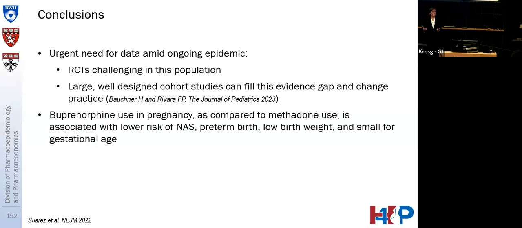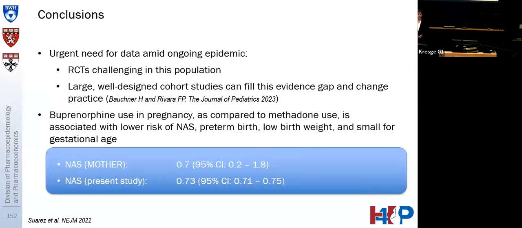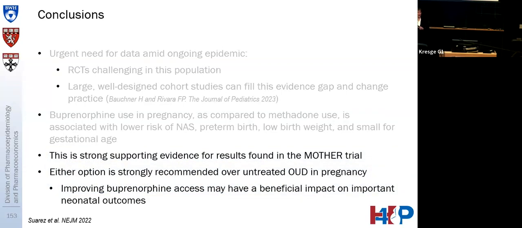For us, the conclusion of this study was that buprenorphine, just like had been observed in the MOTHER trial, seemed to be associated with better outcomes for the neonates. To give you a very specific example, in terms of neonatal abstinence syndrome in the MOTHER trial, they observed a relative risk of 0.7. In our study, we also observed a relative risk of 0.7. The big difference is the confidence interval, where we have much more precision in the present study. But so, strong supporting evidence for the results that we found in the MOTHER trial.